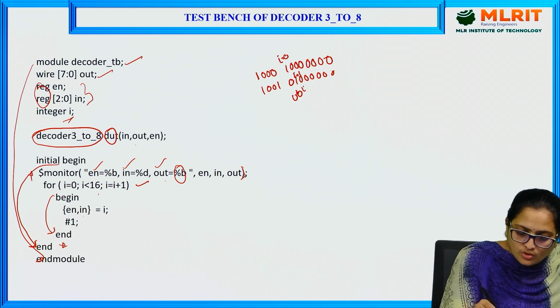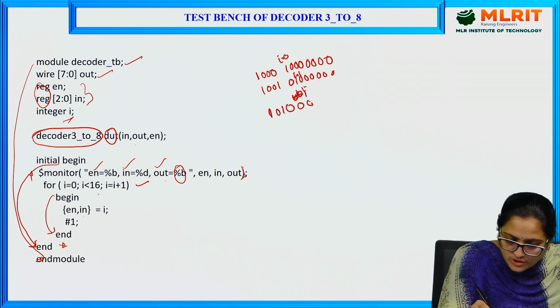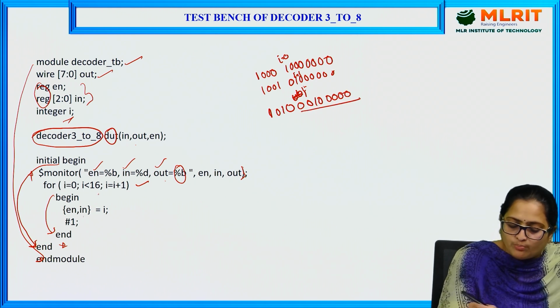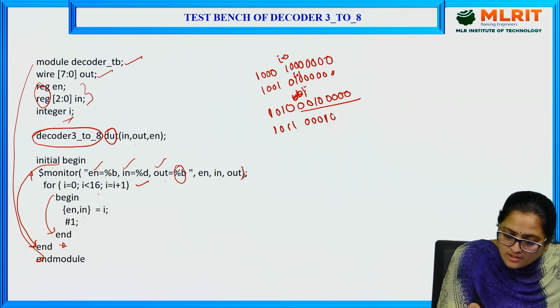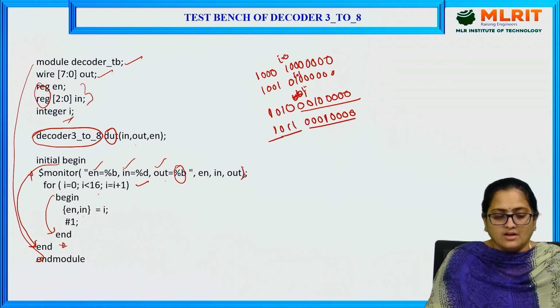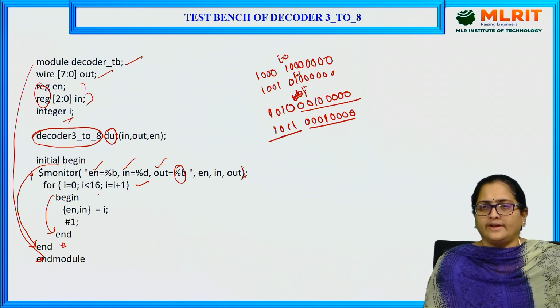Next, i equals 2. That is when enable pin is 1 and inputs are 0, 1, 0, now at i equals 2, that is 0, 0, 1, 0, 0, 0, 0, 0 will be the output. And if enable pin is 1 and your inputs are 0, 1, 1, then i equals 3. That is 0, 0, 0, 1, 0, 0, 0, 0. These are the outputs. This is the input and this is the enable pin. So this is how you can implement a for loop in a test bench code.